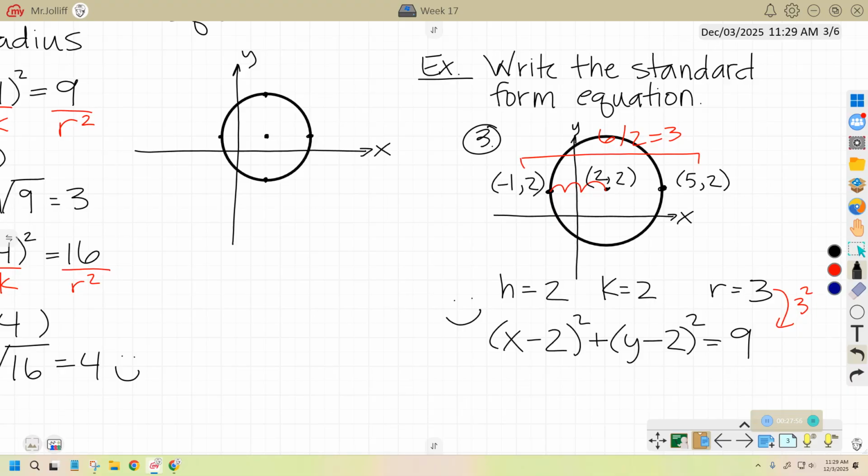Thumbs up, sideways, thumbs down. How do we feel about circles? I see mostly thumbs up. Circles, pretty straightforward. Ideally review.